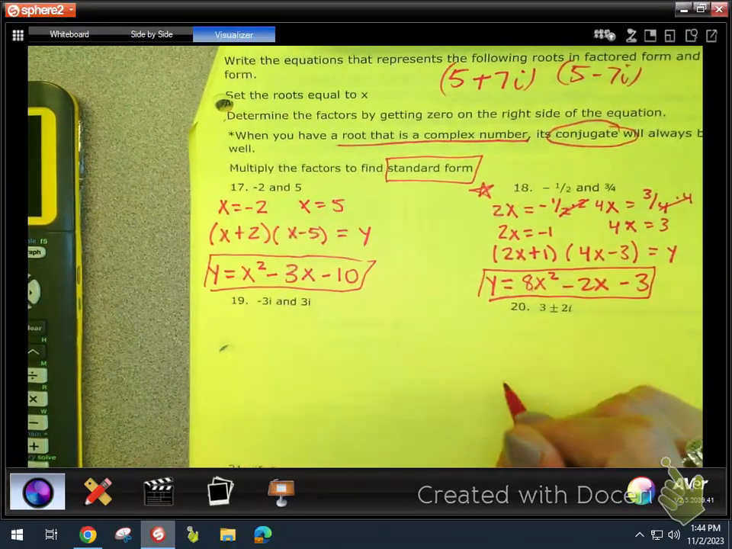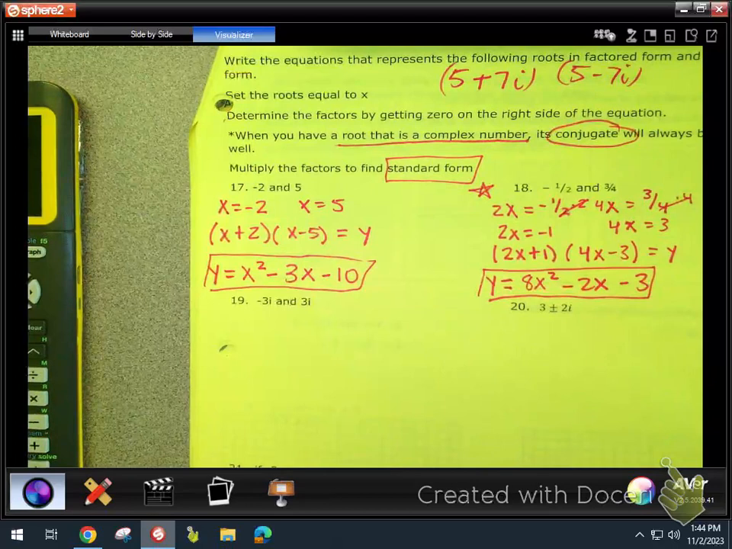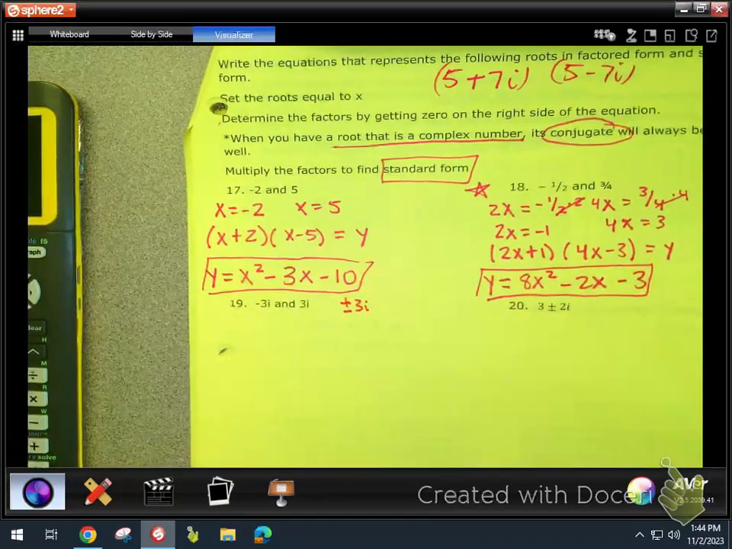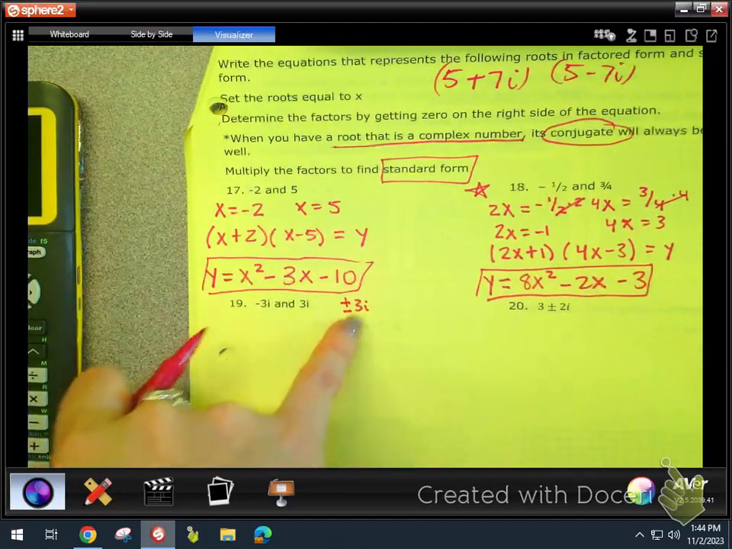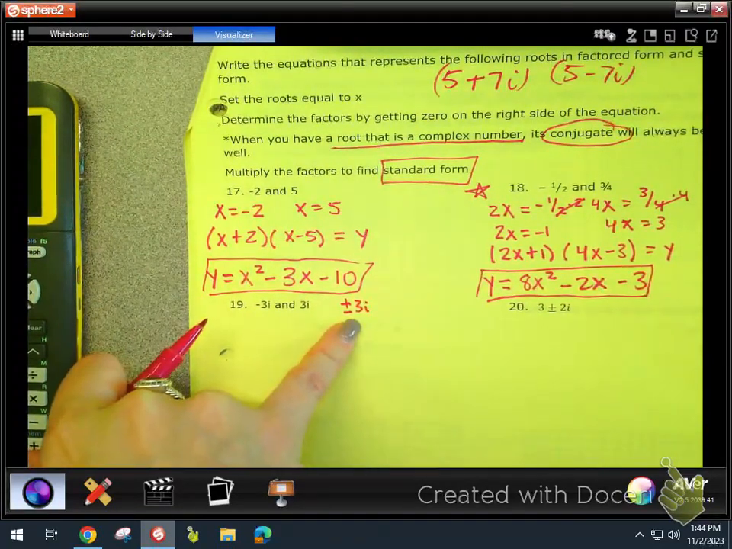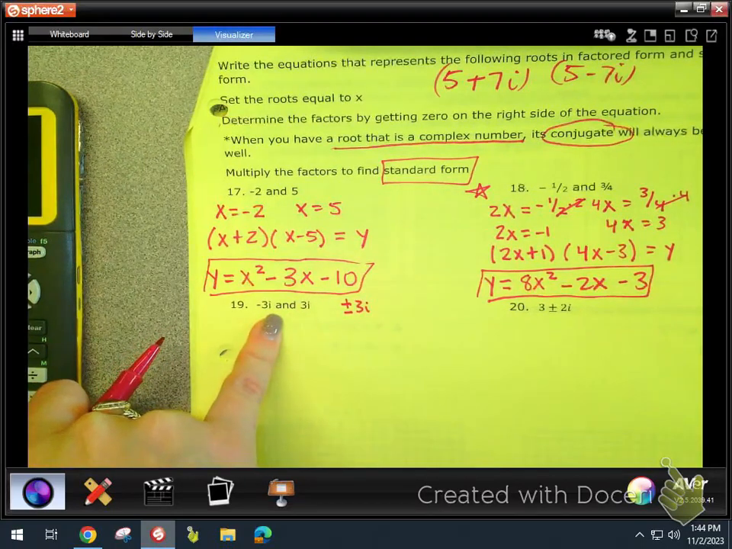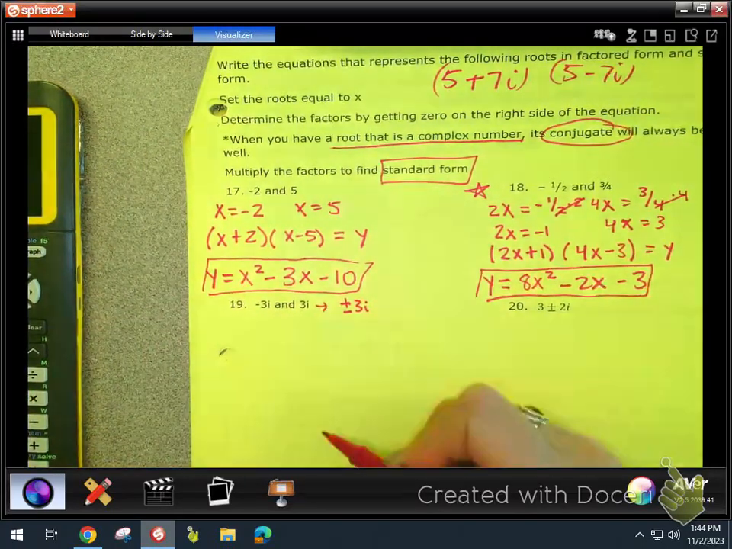Negative 3i and positive 3i. How else can you write that? Can I write that like this? You can also write it like that. And sometimes, if we give you something like this, people don't understand that that's two different things. You can't separate it out. One's positive and one's negative. Okay, so don't be surprised. These are one and the same.